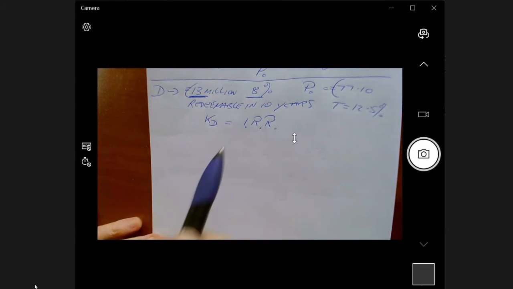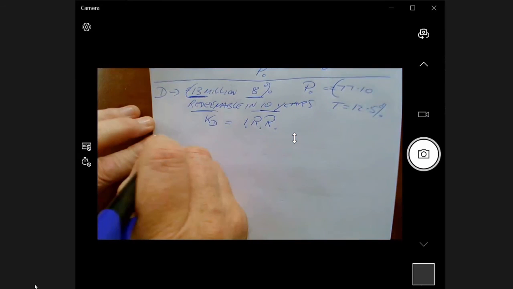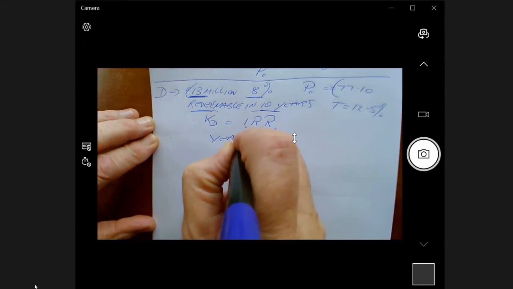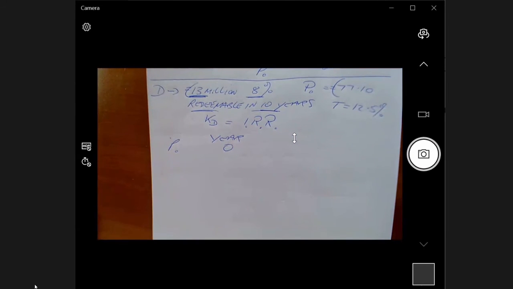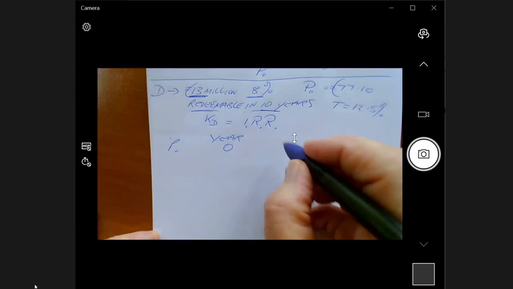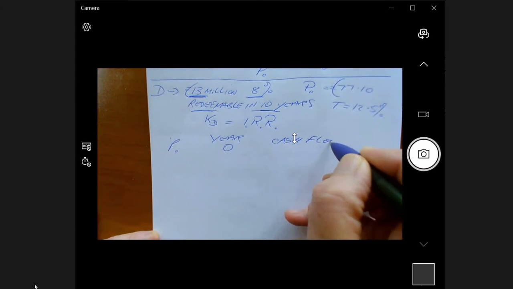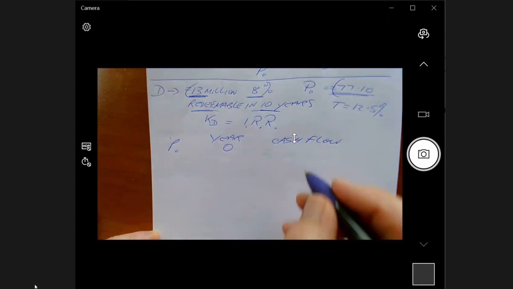So if you have what's called a redeemable debenture, in this case in 10 years' time, there's a template for how to work this out. Basically, what you've got to do is start with time period 0. And you always start with the market current price of the debenture. In this case, you'll be trying to find what's called the cash flow. What could the company do? It could go to the stock market and buy back the debenture for 77.10.